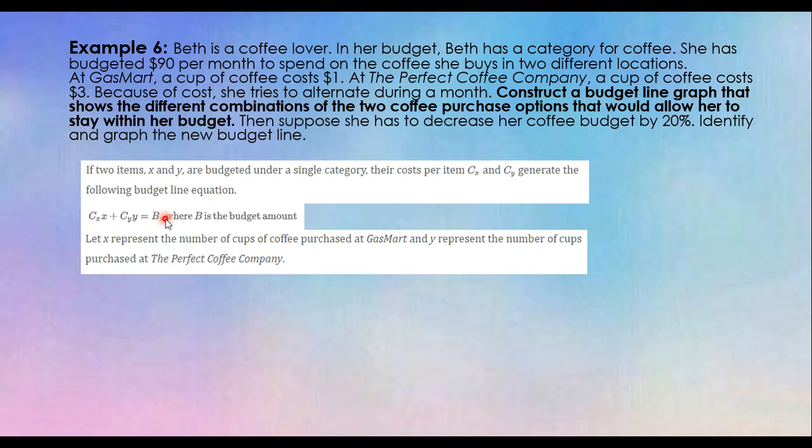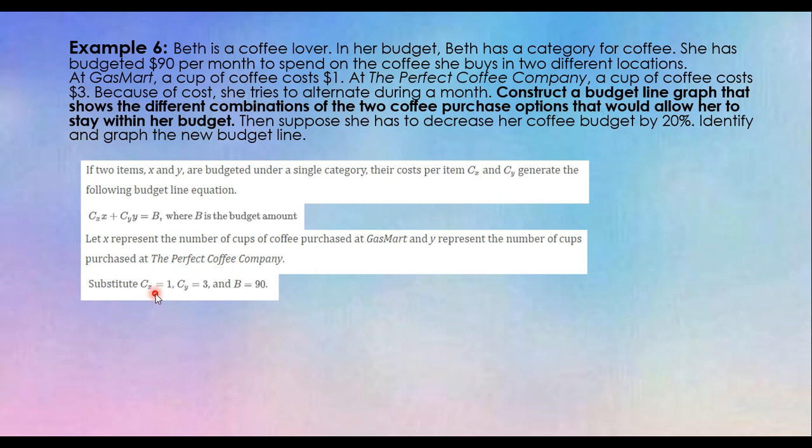Okay, X comes first. The first thing that comes up in the equation is Gas Mart for $1, and the second one that comes up is Y, and that's the Perfect Coffee Company, right? So X represents the number of cups she's going to buy at Gas Mart, and Y is going to represent the number of cups she's going to buy at the Perfect Coffee Company. And then C of X means the cost at Gas Mart. How much does a cup of coffee cost? It costs us a whole dollar. So we're going to plug in 1 for C of X. And then the cost at the Perfect Coffee Company is $3. So we're going to plug in 3 for C of Y.